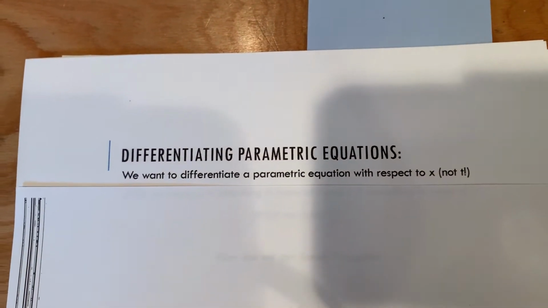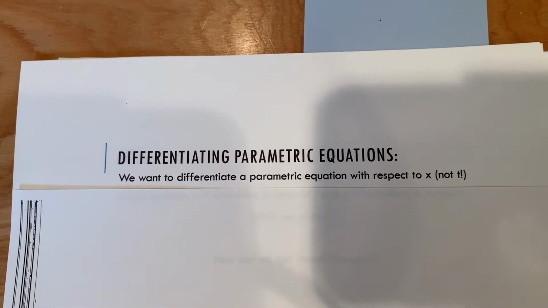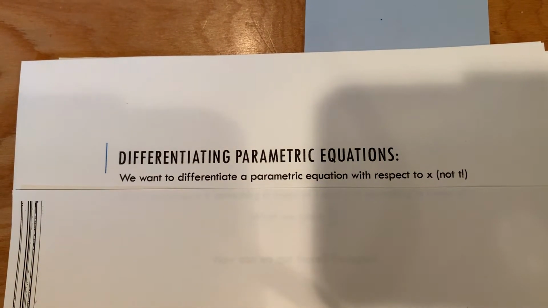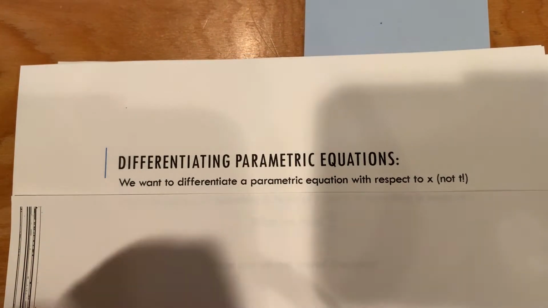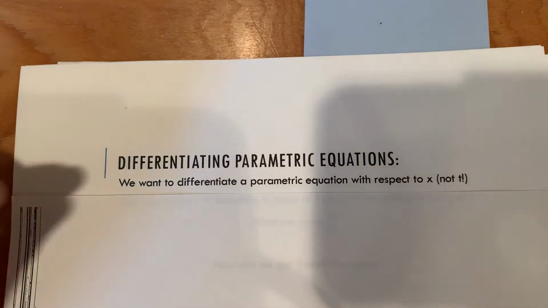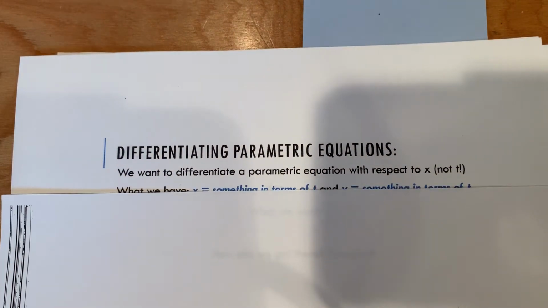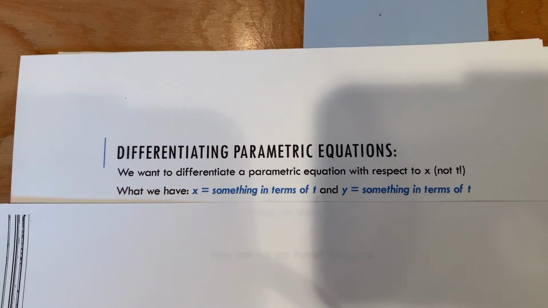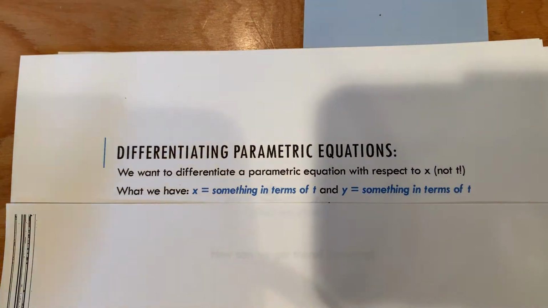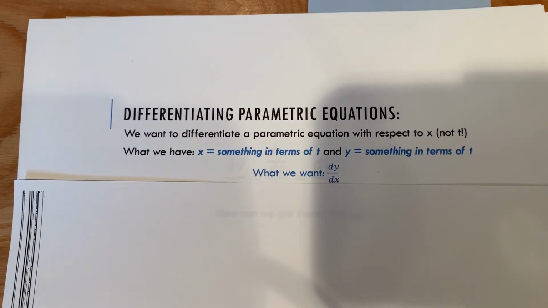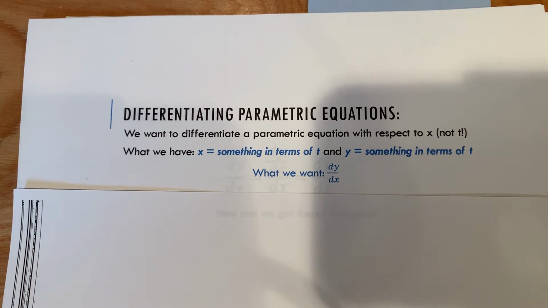So, differentiating parametric equations. That's the first thing that we're going to do. We've got a parametric equation, x of t and y of t. And the trick here is we want to differentiate this with respect to x, not t. We want the derivative dy dx. And what we have is x equals something in terms of t and y equals something in terms of t, where t is our independent variable. What we want is dy dx.